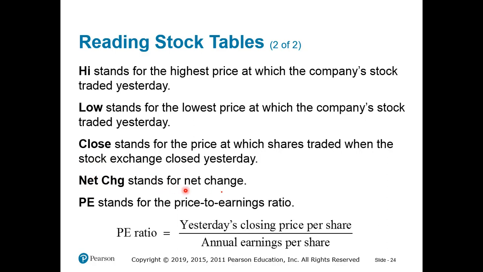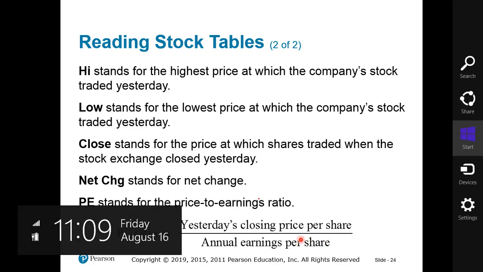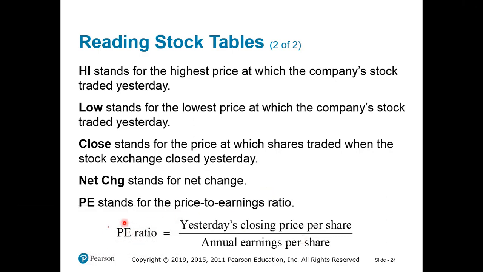Net change stands for the net change in the stock price between what it closed at and what it opened at, okay? And then there's PE, which is the PE ratio, or the price to earnings ratio. PE ratio is the ratio of yesterday's closing price per share divided by the annual earnings per share. Now, the annual earnings per share is not going to be found on the stock table, okay? But it will give you the PE ratio, and it'll be PE.